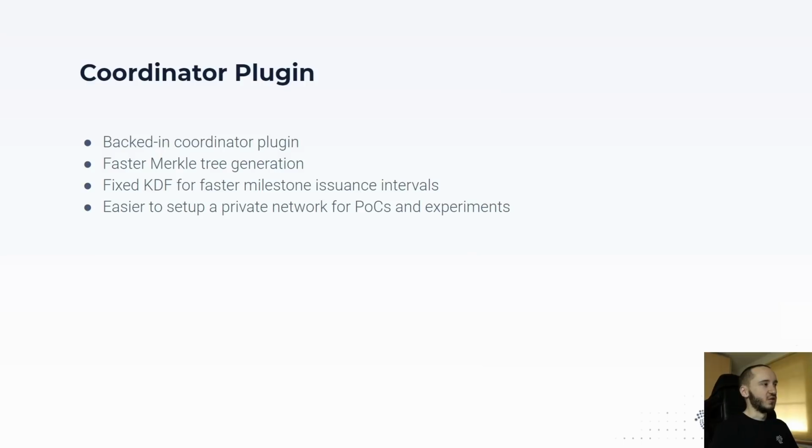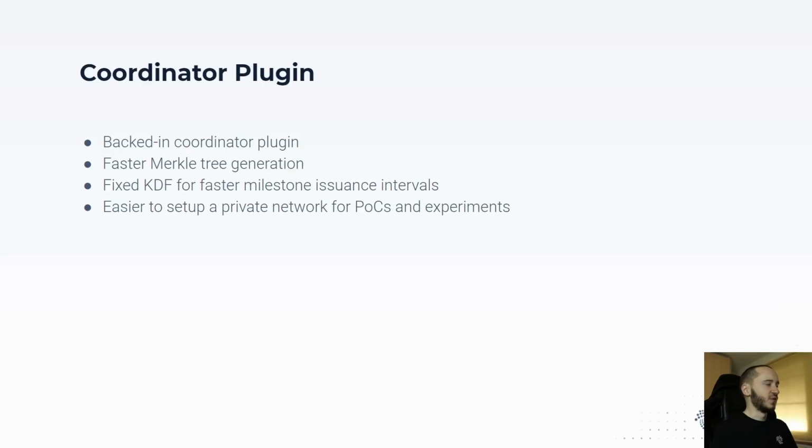We also added a coordinator plugin. So before, if you wanted to run an IOTA network for proofs of concept or experiments and so on, you would have to run an additional software called Compass, which would connect to your node and then actually issue the milestones on the network. With the coordinator plugin, you have this integrated into the Hornet node software, which makes it much easier to actually run a network.